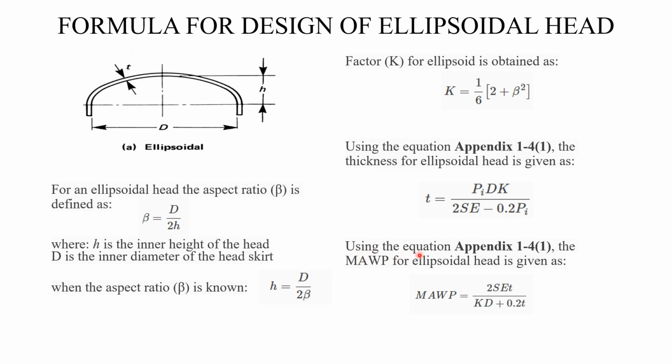Okay, so using the equation in Appendix 1-4, the MAWP can be defined for the ellipsoidal dish head as MAWP is equal to 2 times SEt divided by KD plus 0.2 times t, the thickness which you receive from here. So K will be the same, K will not change. Okay, so your MAWP will be redefined based on the thickness which you have received.